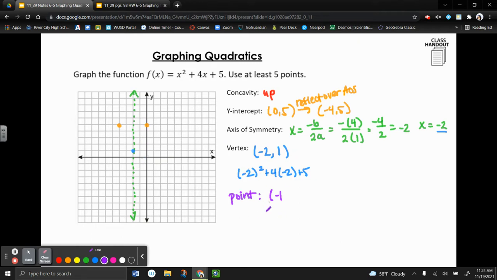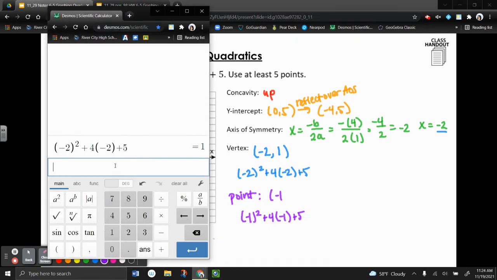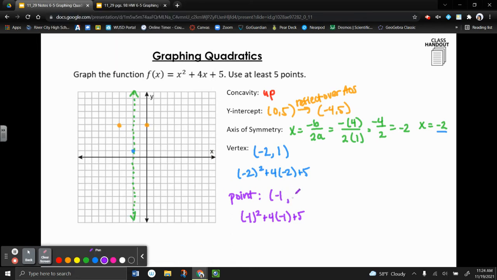Okay, so just like we did up here, we're going to plug in negative 1. So plugging in negative 1 for x, we get a value of 2. So another point on my parabola is going to be (negative 1, 2), which looks about right. That's what we would expect given how parabolas look. And just like with the y-intercept, we can reflect over our axis of symmetry. So it's 1 unit away from my axis of symmetry, which means it's going to be 1 unit away on the other side. And that's going to give us our 5th point. So that's going to be (negative 3, 2).